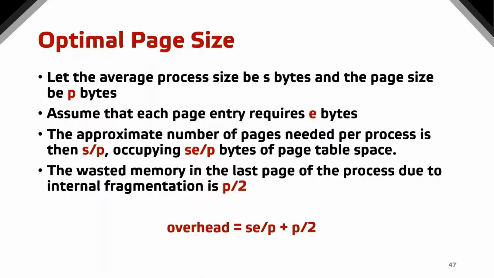Let the average process size be S bytes and the page size be P bytes. Furthermore, assume that each page table entry requires E bytes. The approximate number of pages needed per process is then S divided by P, occupying S times E divided by P bytes of page table space. The wasted memory in the last page of a process due to internal fragmentation is P divided by 2. Thus, the formula for the overhead is the sum of these fractions.